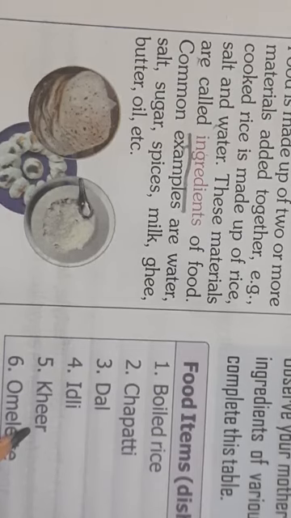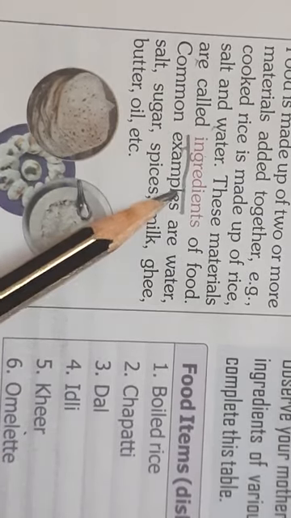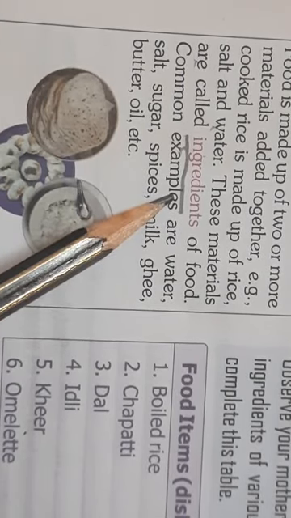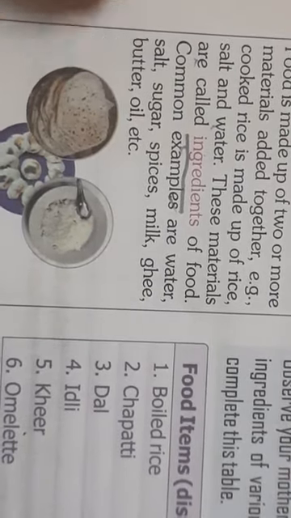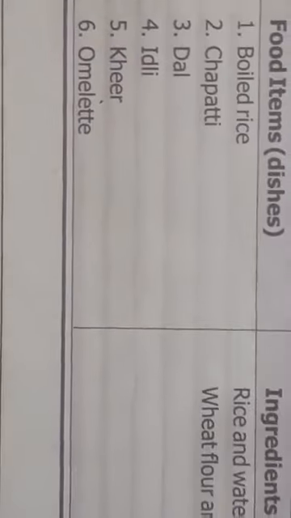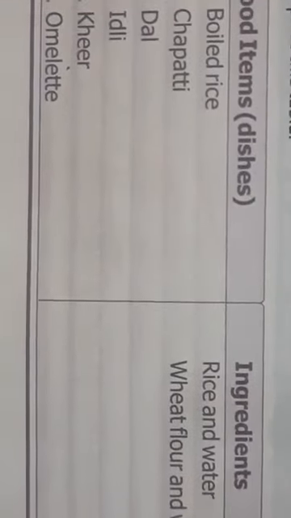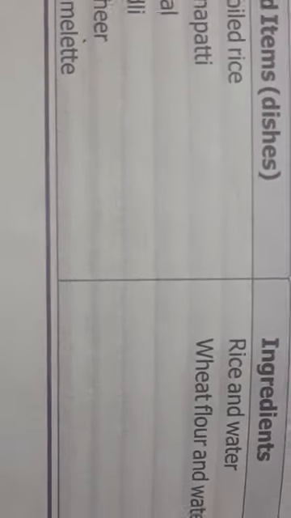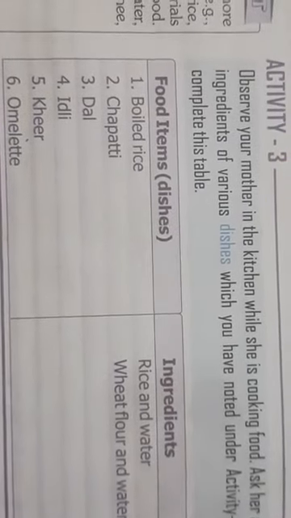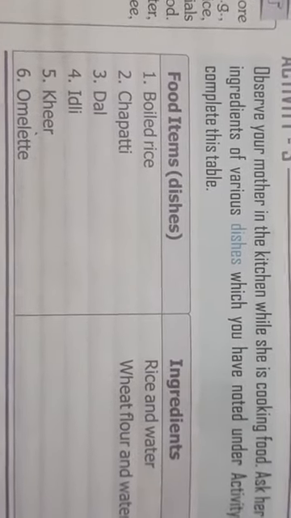So I hope, children, that you understood what is ingredients. Ingredients are the materials which are needed to prepare a particular food. Clear? So here in your book, you have got some food items, and here you have to write the ingredients of these food items. This is homework for you. You all will do this. You will write it in your books only, not in your copies.